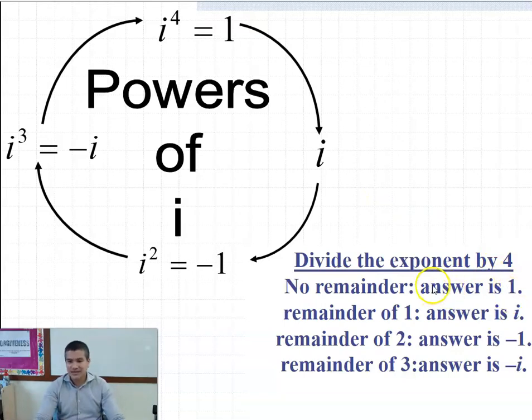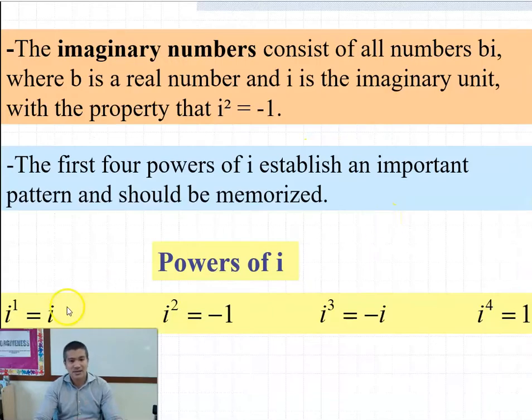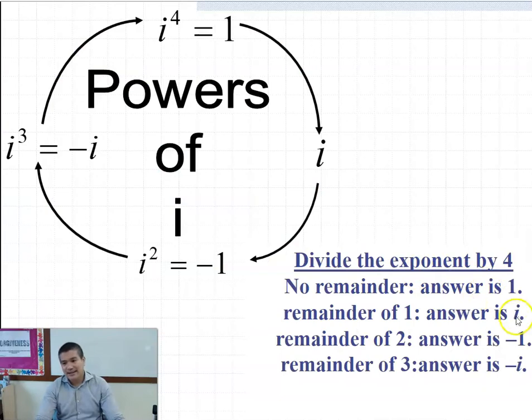If there is one remainder, it will give you i. Remember, going back to here, i raised to the power of 1 is equal to i. And then a remainder of 2 will give us -1. A remainder of 3 will give us -i, since i cubed is equal to -i. And i squared again gives us -1.